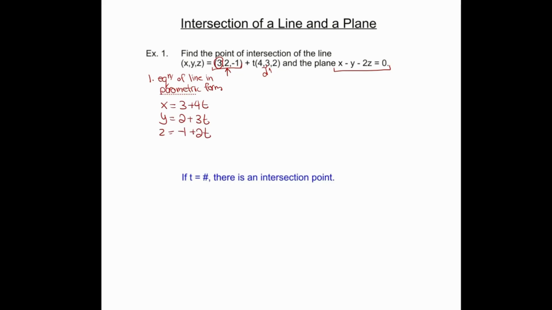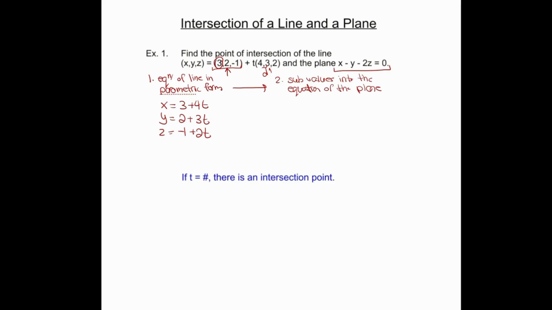So now that we've done that, we're going to take that and we're going to sub those values for x, y, and z into the scalar equation, so into the equation of the plane, and solve for that parameter t, because it's that parameter t that is going to tell us what of those three scenarios is happening.